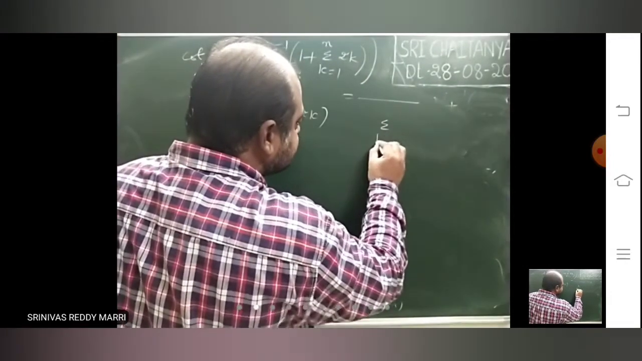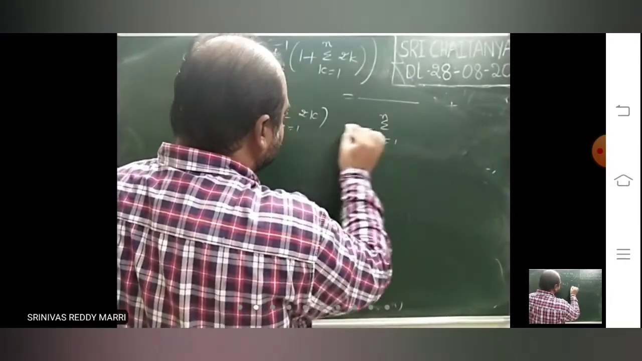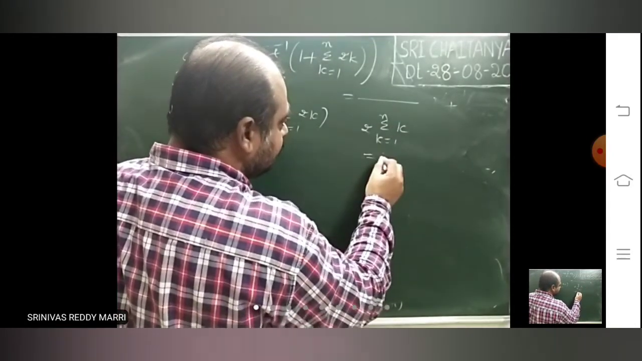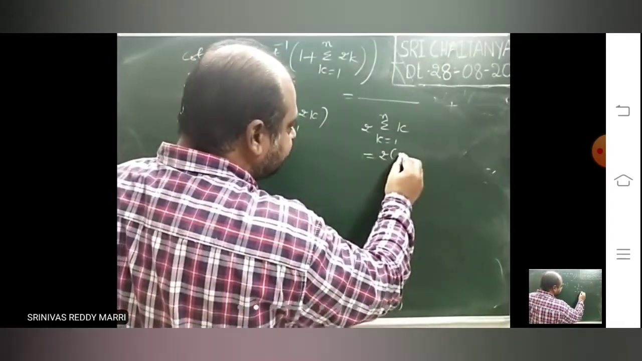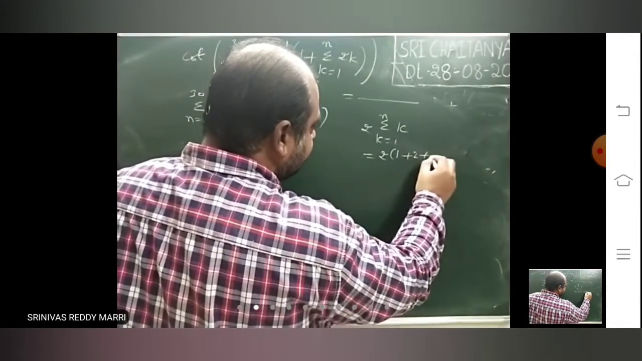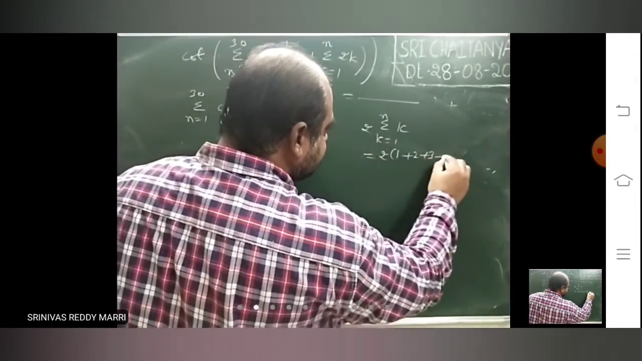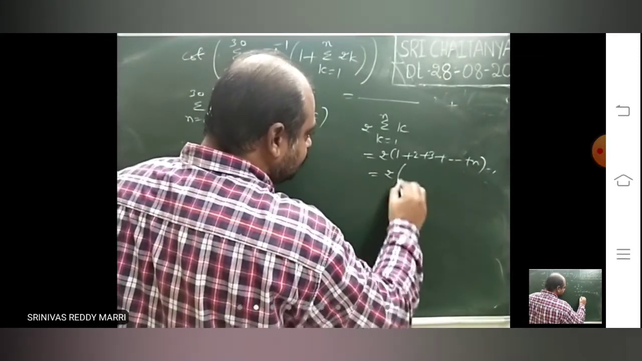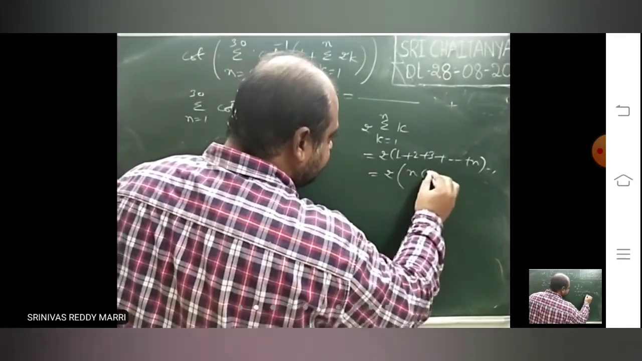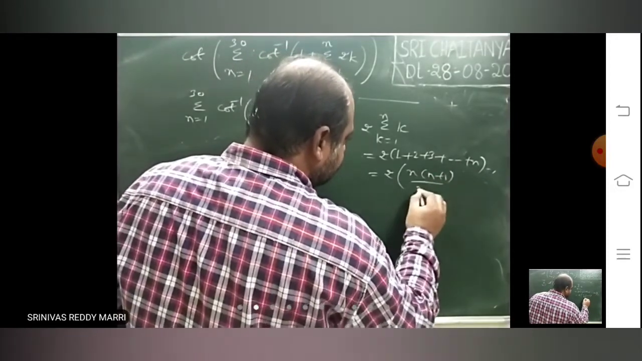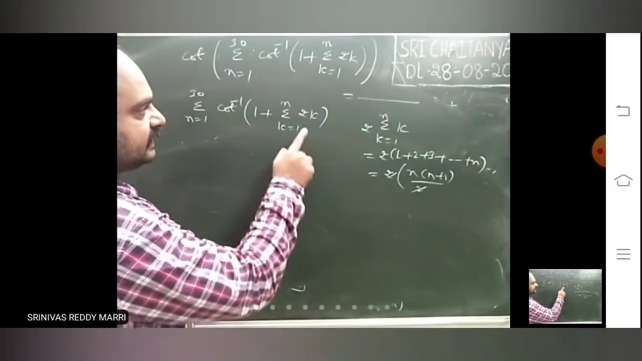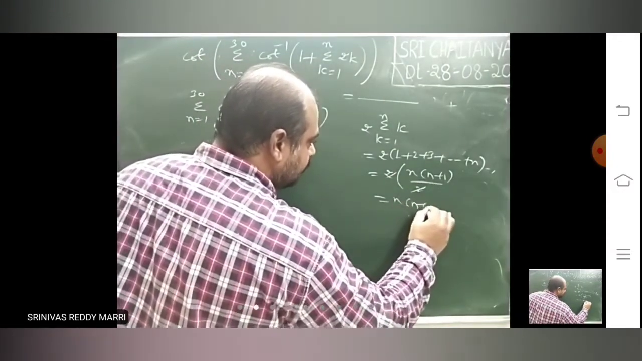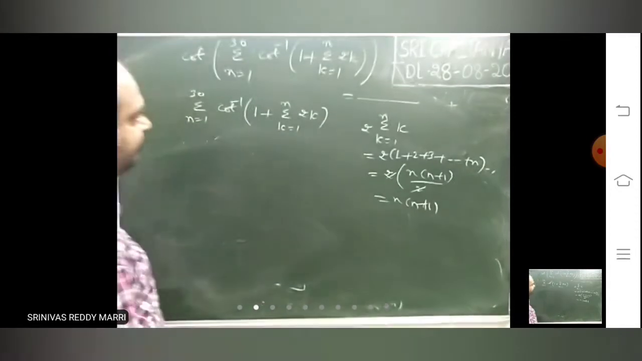Look at this. Sigma means what? 2 is a constant, right? Outside there is no k. So 2 into sigma of k, that is 1 plus 2 plus 3 and so on up to n. What is this? 2 into the formula n into n plus 1 by 2. So this value is nothing but n into n plus 1.